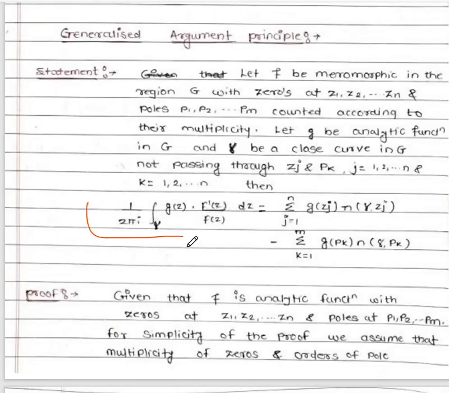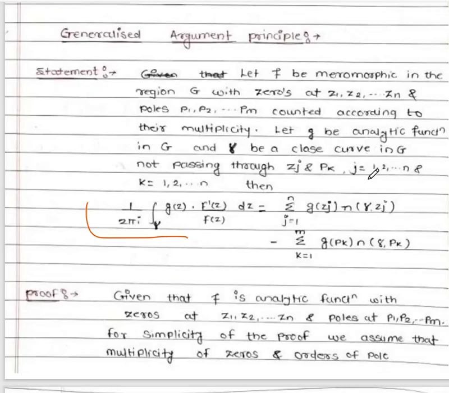Then we have to prove that 1 upon 2 pi i integral over closed curve gamma of g of z into f dash of z upon f of z dz equals summation j equal to 1 to n g of zj eta of gamma, zj, minus summation k equal to 1 to m g of pk eta of gamma, pk. Okay, so this is the statement of the generalization of the argument principle. Now we will see the proof of this theorem.